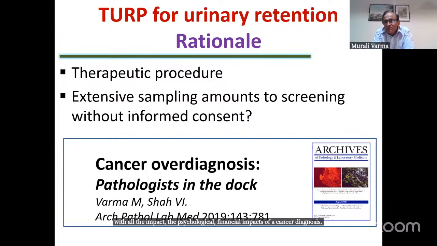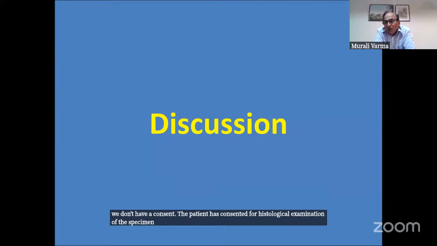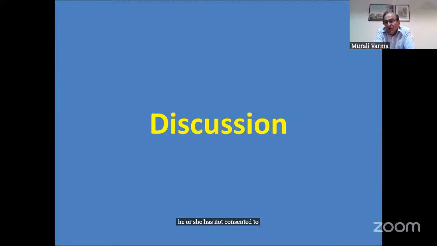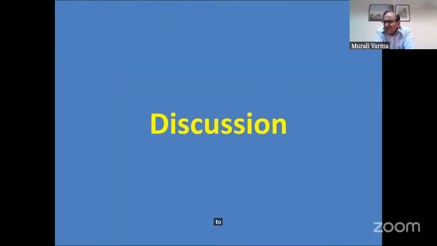Extensive sampling of specimens with no clinical suspicion of malignancy, I think it amounts to screening. And if that is so, we don't have a consent. The patient has consented for histological examination of the specimen. He or she has not consented to histological screening of the specimen to find any incidental prostate cancer or thyroid cancer or any other cancer. So systematically sampling specimens to find incidental cancer, personally, I don't think that's warranted.